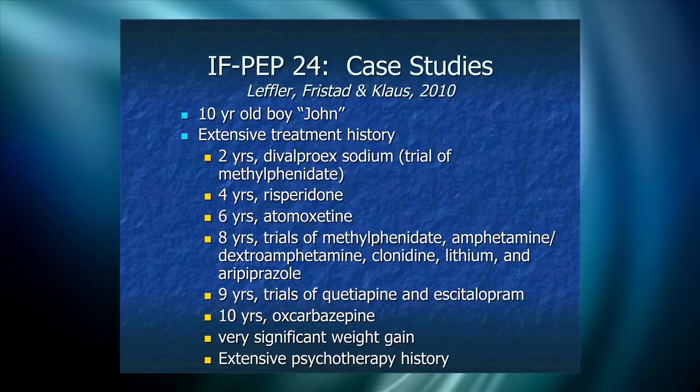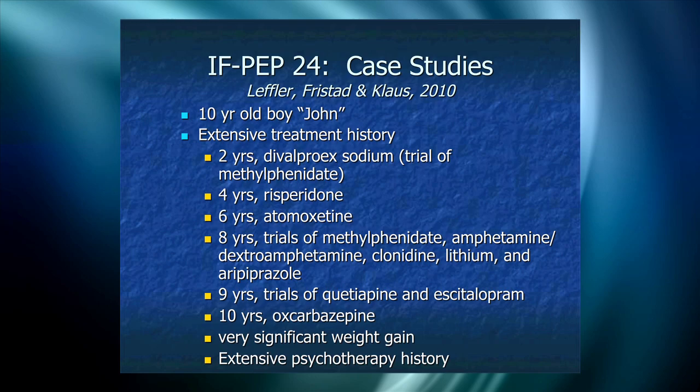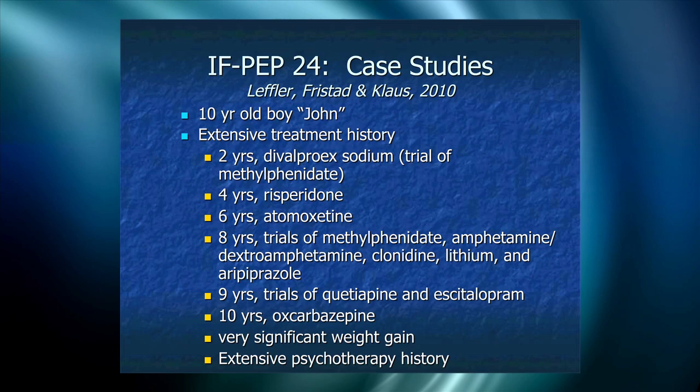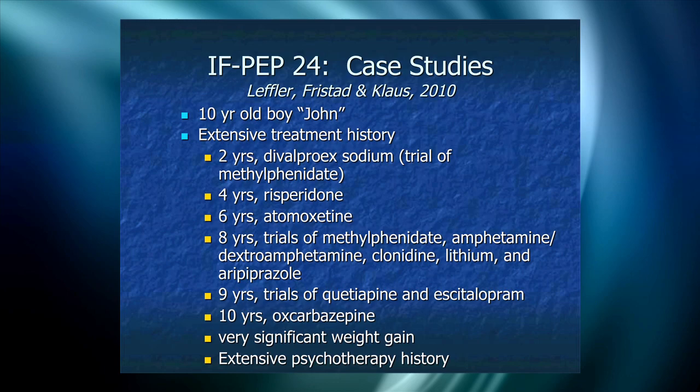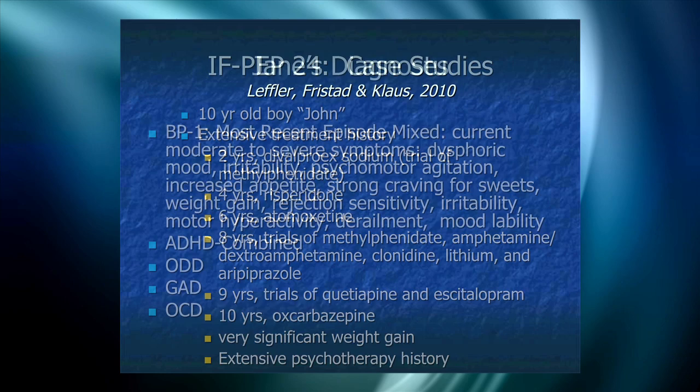A 10-year-old boy we'll call John also had a very extensive treatment history: 2 years on divalproax, 4 years on risperidone, 6 years with atomoxetine. Some of these were stacked on top of each other. By 8 years, he'd had multiple trials of a variety of medications you see listed there. Same at years 9 and 10. He'd had very significant weight gain from some of the atypical antipsychotics, and he'd had a very extensive psychotherapy history, pretty much all for naught. He had not gotten better whatsoever.